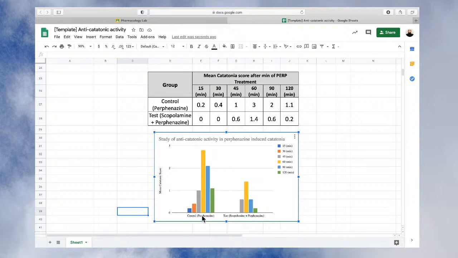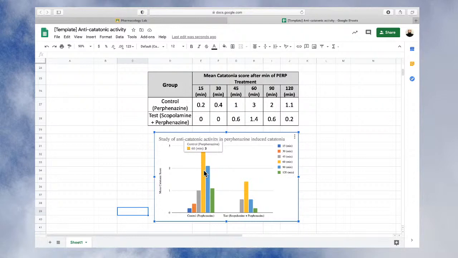Your x-axis is the treatment, which is already there. So you can see the two types of graph. The first graph is of control, the second graph is of test. In the graph also it shows that there is a decrease in catatonia score in case of the test drug, that is scopolamine, as compared to perphenazine. This indicates anti-catatonic activity of scopolamine, okay. And there is an increase in catatonic score in perphenazine. This indicates that perphenazine induces the catatonia.